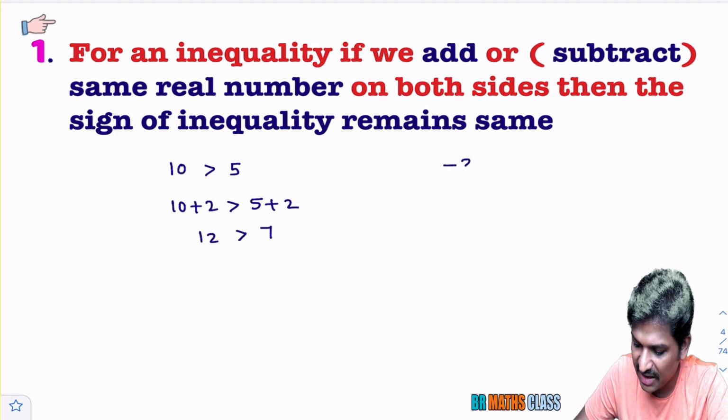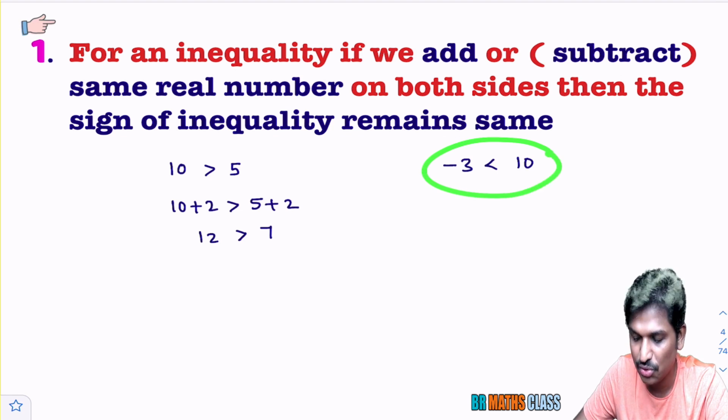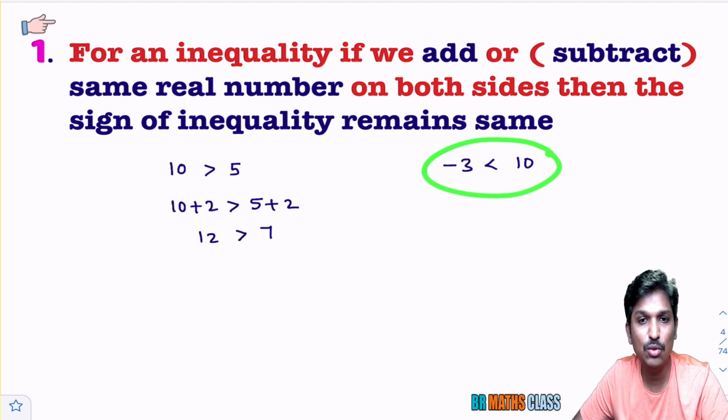Okay. Now I'll take minus 3 less than 10. Minus 3 less than 10. Is it true? Yes, it is true. For this inequality, I'll subtract some real number on both sides. What real number will I subtract? 5. I'll subtract 5 from this inequality on both sides.